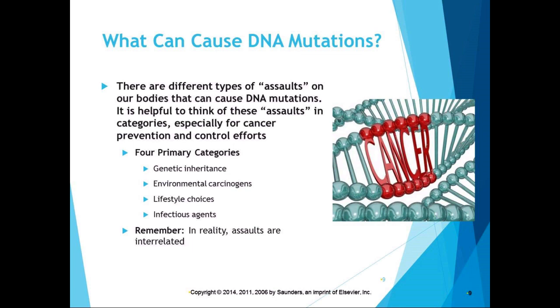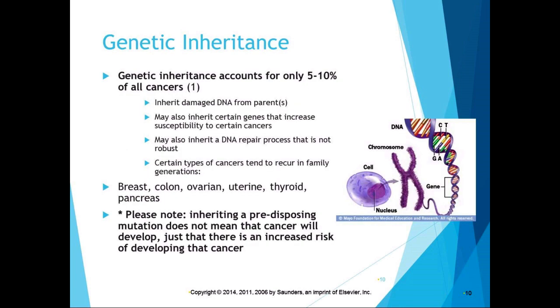In reality, all of the 4 primary categories of assaults are interrelated. You can have a genetic predisposition, augmented by environmental, augmented by lifestyle choices, augmented by infectious agents. They can all be interrelated and play together in the development of cancer. Genetic inheritance accounts for only 5 to 10% of all cancers.